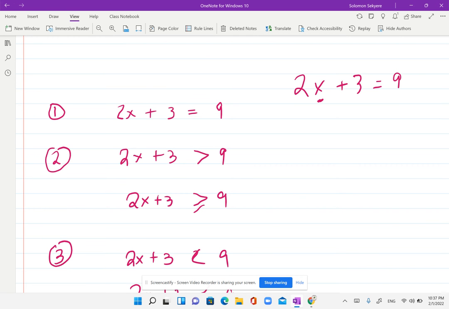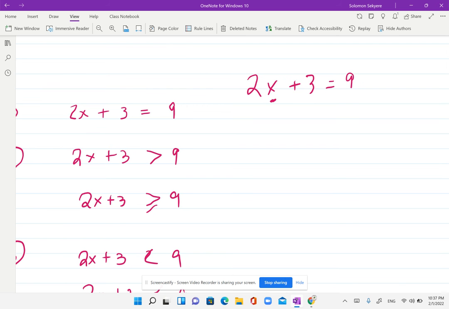Okay, the first step you do is collect your integers on one side and your variables on one side. So the integers in this equation are 3 and then 9. So we're going to move the 3 to the other side. Since it's adding, subtract 3. When we do that, that goes away and we have 2x equals 9 minus 3 is 6.